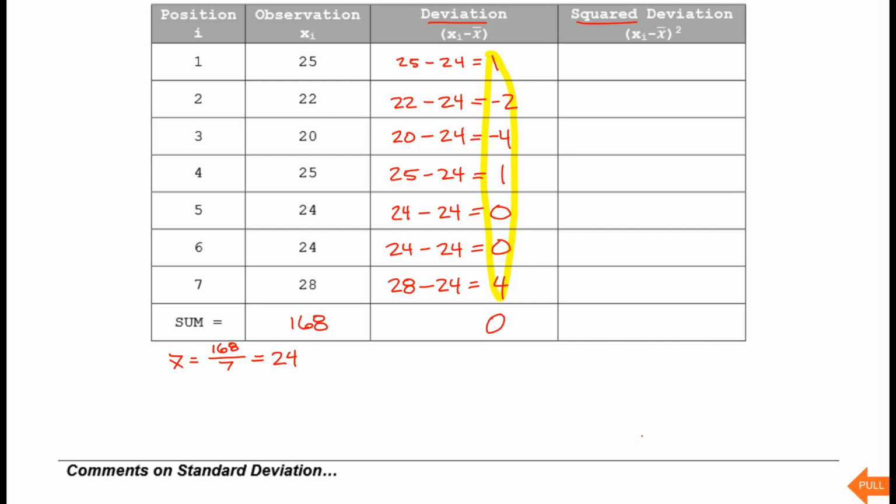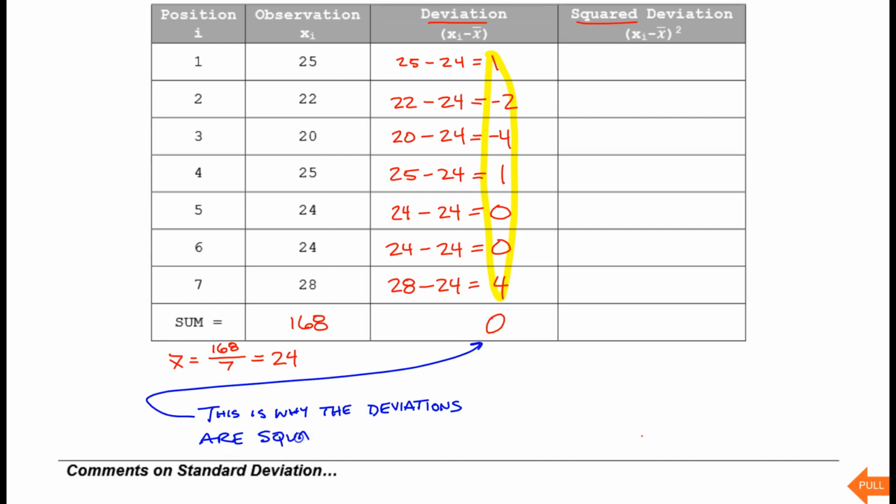The whole reason I asked us to do this was to show why the deviation from the mean is not very useful to us. It doesn't really give us a measure of spread, because if I add up all the deviations from the mean, it will always equal 0. It has to. So that's why we square deviations. In the variance, we have to square these deviations to get any meaningful representation of spread. So let's go ahead and square those deviations.